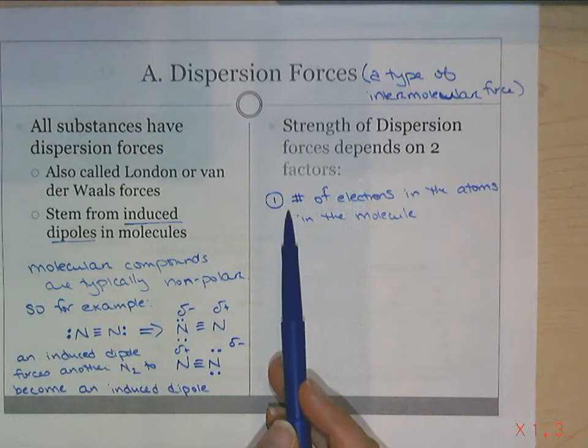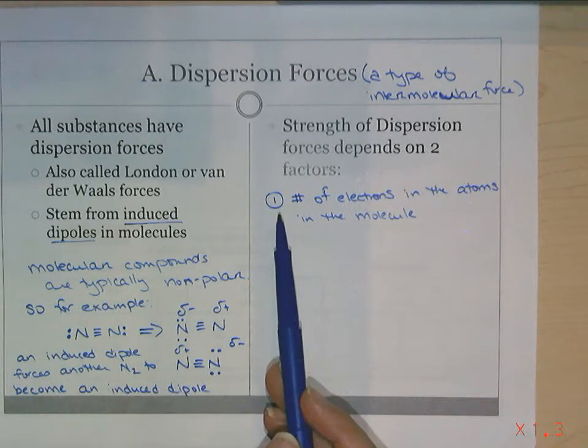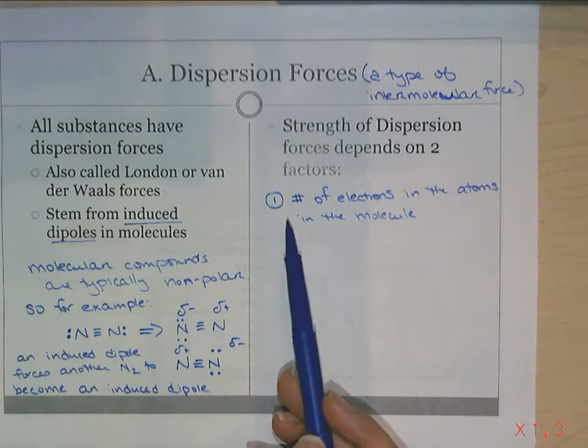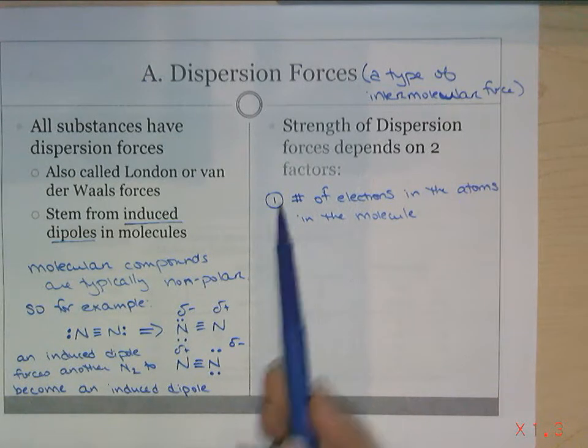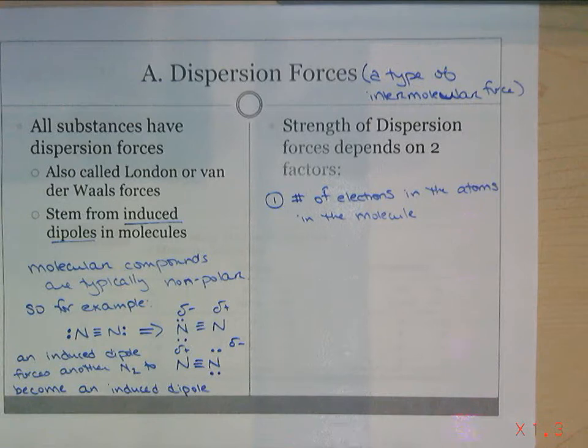So I'm going to use the symbol a lot. It doesn't mean hashtag. It means number of. Man, that'd be a really long hashtag. So number of electrons in the atoms in the given molecule. So here, nitrogen each has 5, so overall there's only 10 electrons in a molecule of nitrogen.